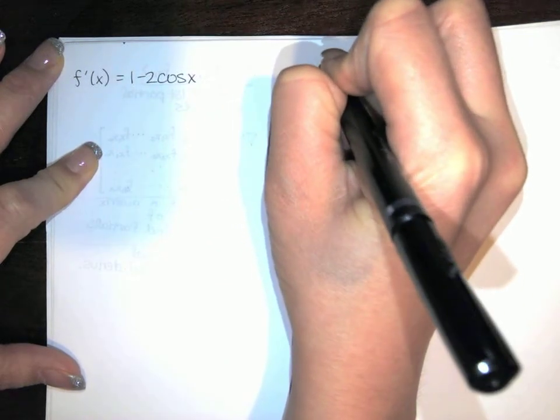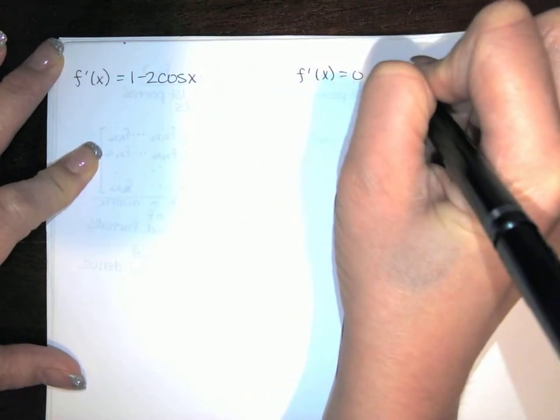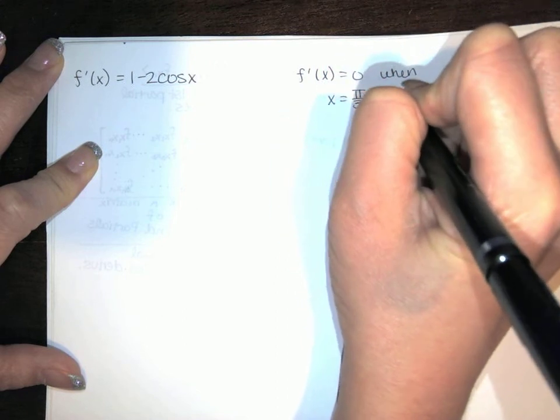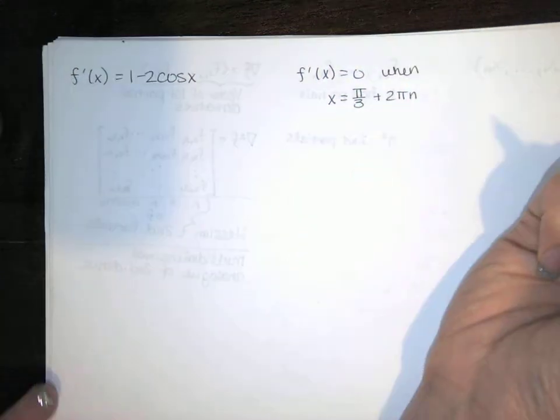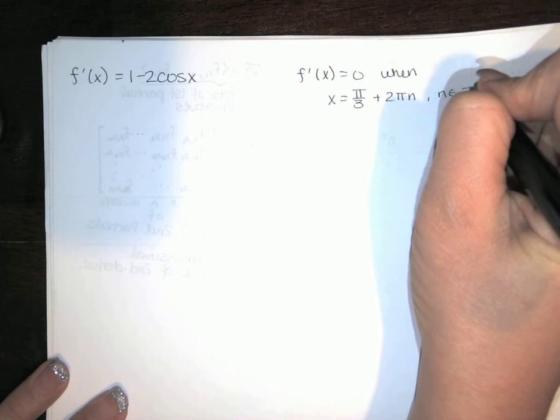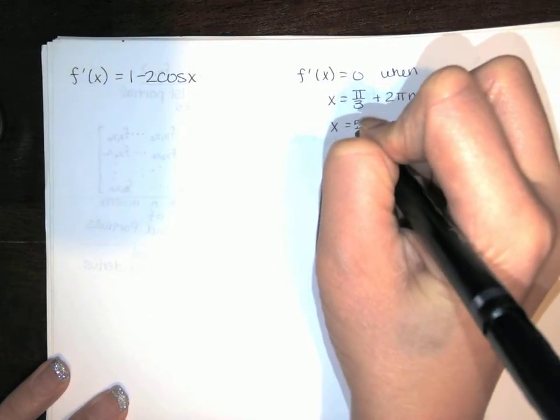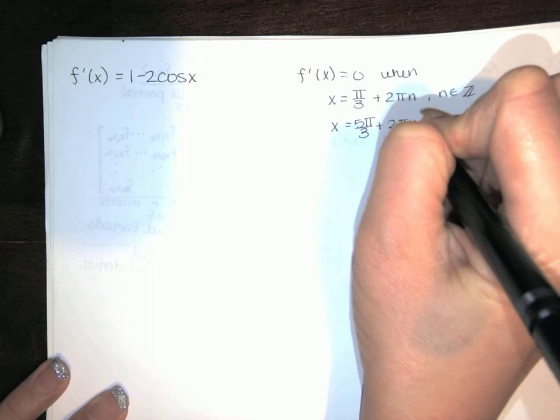f prime is 1 minus 2 cosine of x, and we know that f prime is equal to 0 when x equals pi over 3 plus 2 pi n, where n is an integer, and when x equals 5 pi over 3 plus 2 pi n, where n is an integer.